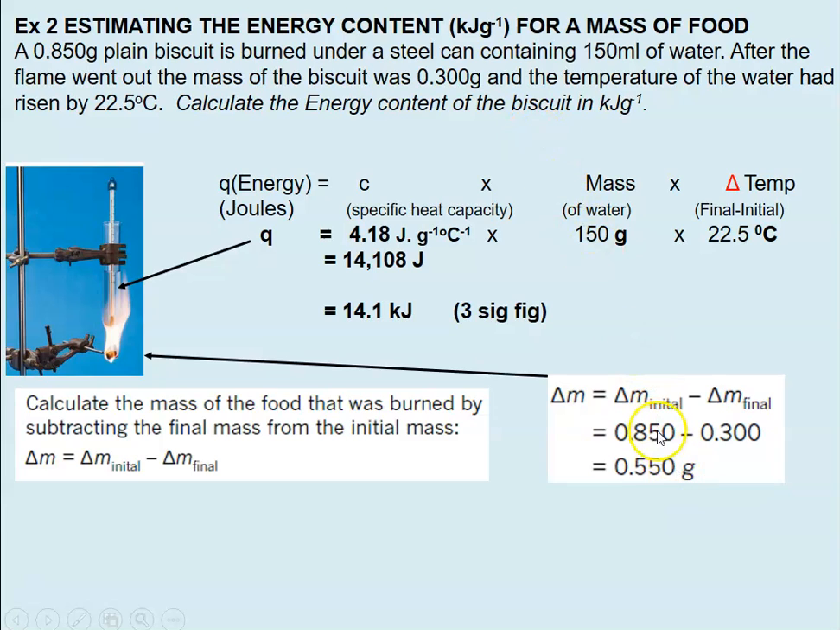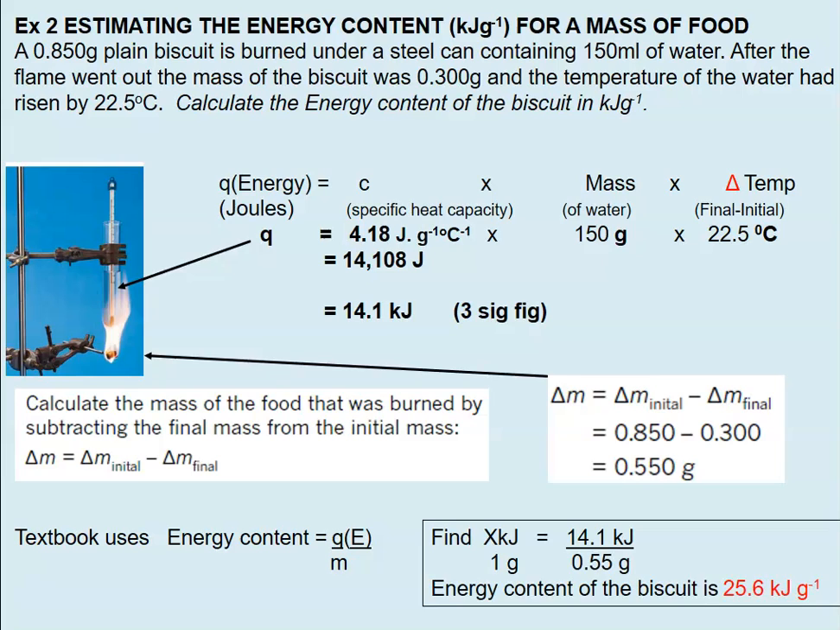You need to make sure that if you've got an initial and final, you look at the amount of biscuit that was burned. So you've got how many kilojoules for this amount of biscuit that was combusted, how many kilojoules if you had 1 gram. So if you divide any number by this, you'll get the amount of kilojoules for 1 gram. It's basically just your ratio. When you take this over the other side and multiply it by 1, they'll cancel and you'll just be left with the amount of kilojoules for 1 gram.